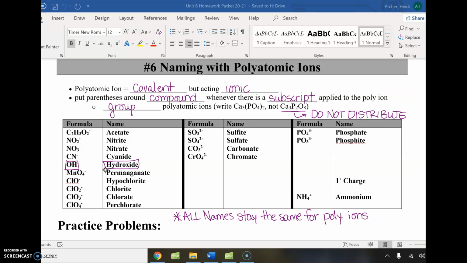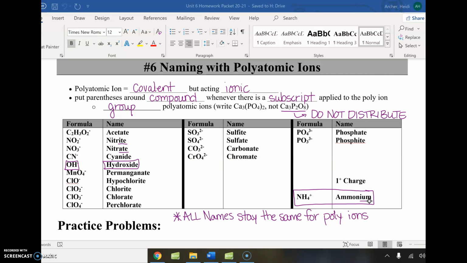It does have an IDE ending, but we can see that it's polyatomic because it's O and H together. You'll also see ATE endings, ITE endings. Those are the two most common ones. We do have one over here. This is the only one with a positive charge. Notice that all of these other ones have negative charges. This is the only one that has a positive charge, and it has an ium ending.